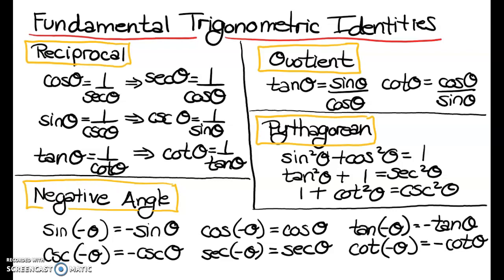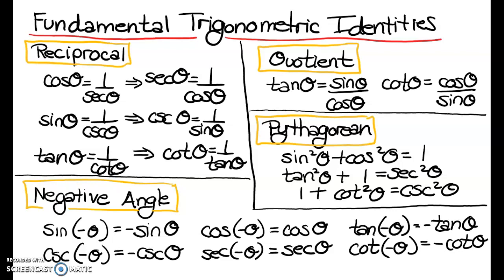And then we looked at our quotient identities, and we defined tangent as sine of theta over cosine of theta, and cotangent as cosine of theta over sine of theta. And then lastly, we looked at our Pythagorean identities, and we had 3 of them, if you can remember. We had sine squared plus cosine squared equals 1, tangent squared plus 1 equals secant squared, and then 1 plus cotangent squared equals cosecant squared.